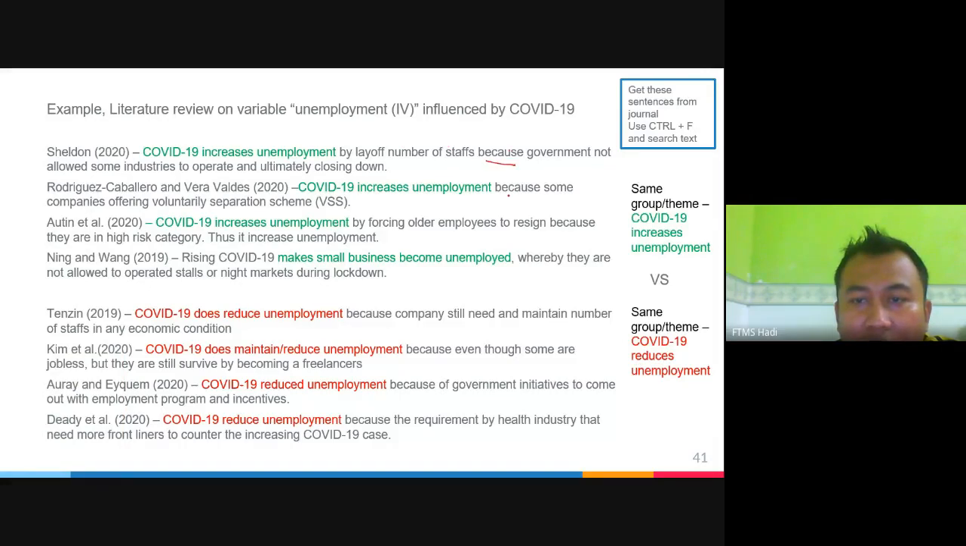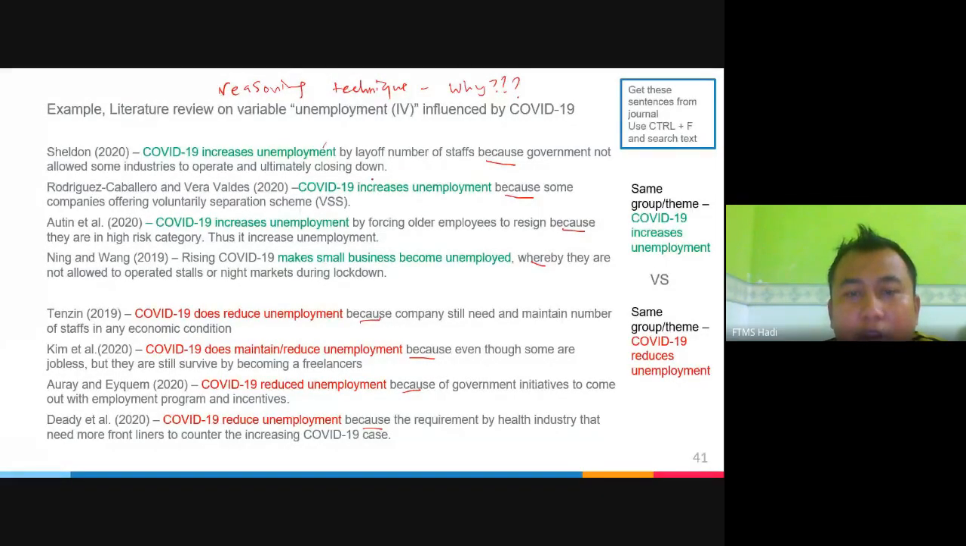Because the more "because" that you have, the more your literature review is stronger. We can call this a reasoning technique, which is more on why. Okay, why are they saying this one? Why are they saying this one? And so on. Okay, you see, I separated by color.